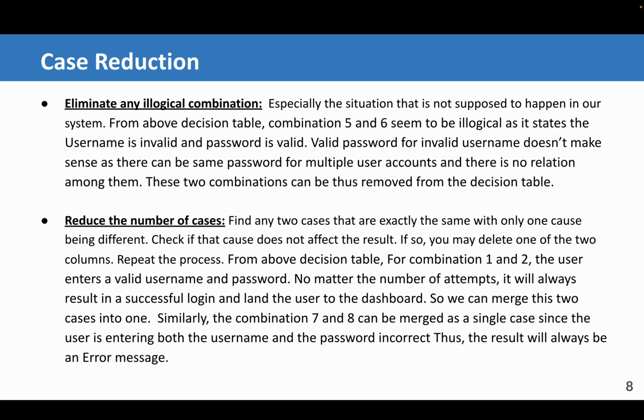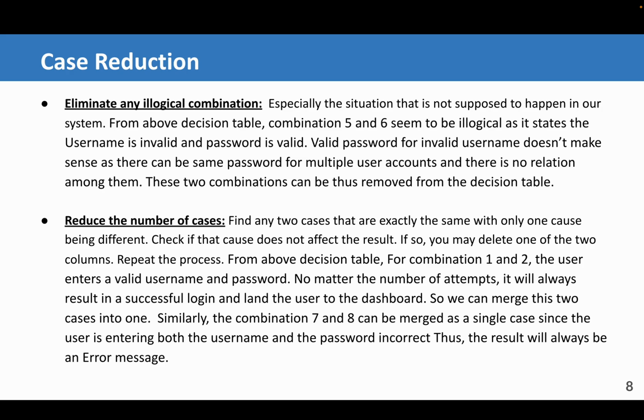So a valid password for an invalid username doesn't make sense. If I enter a password like 'sign vision 123', this password can be associated with any username. Multiple usernames can have the same password, so there is no direct relation from the password to the username. We have a relation from the username to the password, but we cannot backtrack the username using the password. So a valid password for an invalid username doesn't make any sense, as there can be the same password for multiple user accounts and there is no relation among them.